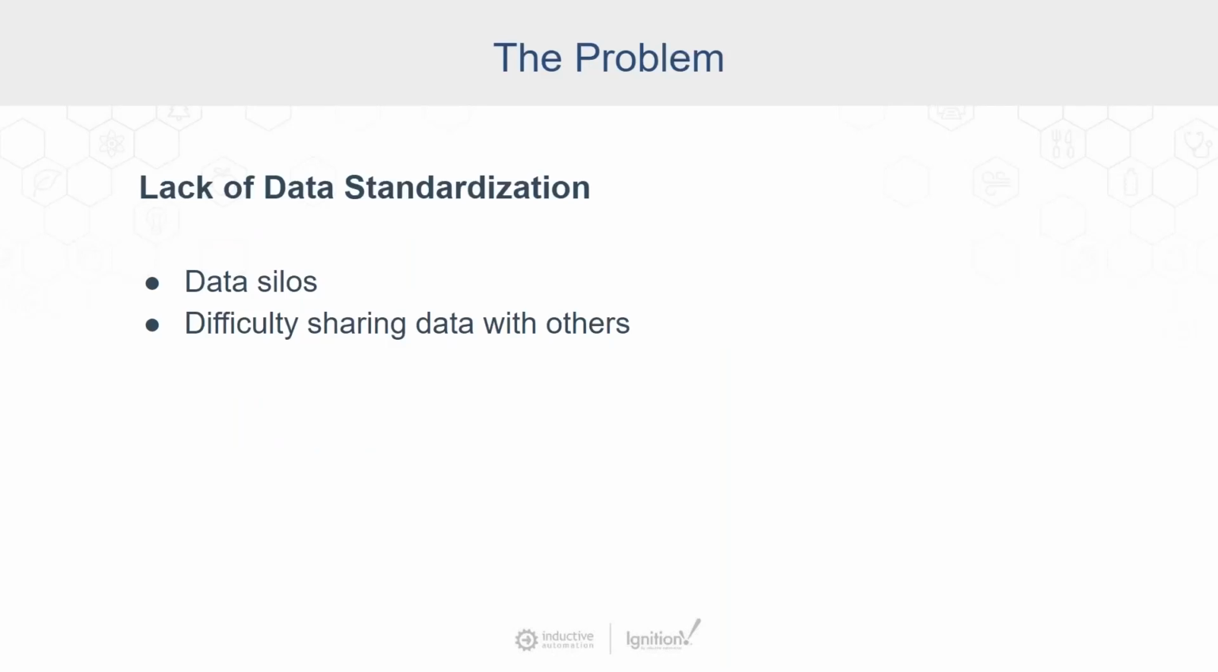Kind of starting with the problem here. So to understand what a unified namespace is all about, let's start off by talking about the problem that it solves, which really boils down to a lack of data standardization. When you have inconsistent methods for naming and organizing your data, you end up with data silos, which nobody wants. Data silos make it difficult to share data with other people in your organization or other applications within your organization, which means people can't get easy access to the data that they need to do their jobs well.